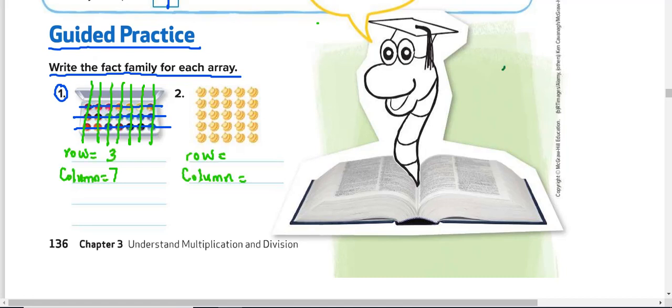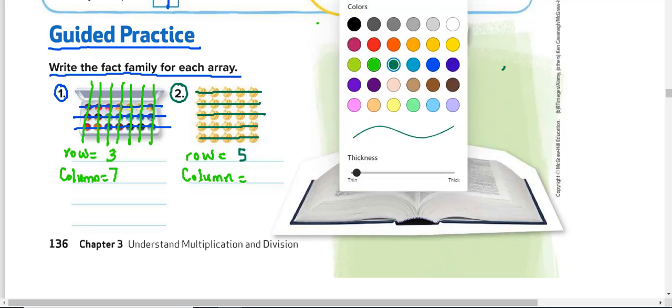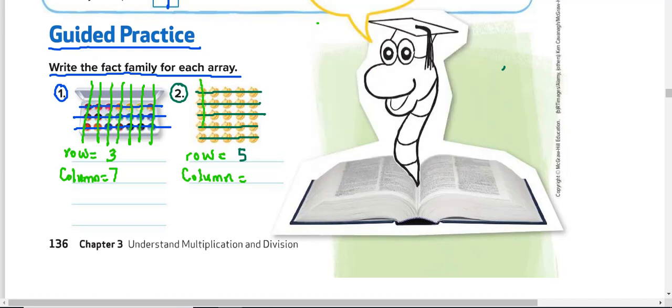Okay, so look at example 2. Trace your rows out. Let's count 1, 2, 3, 4, 5. So there are 5 rows. Trace your column out. We have 1, 2, 3, 4, 5. There are also 5 columns. So if we do 5 multiplied by 5, it will give 25. And 3 multiplied by 7 is 21. Very good.